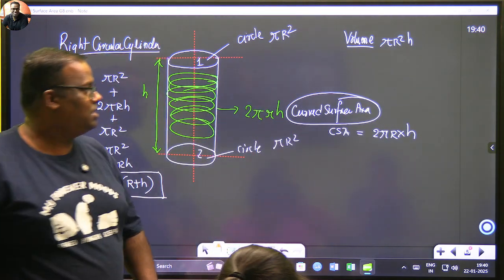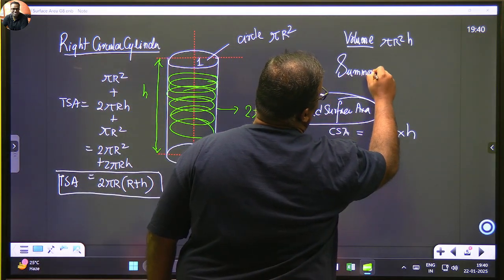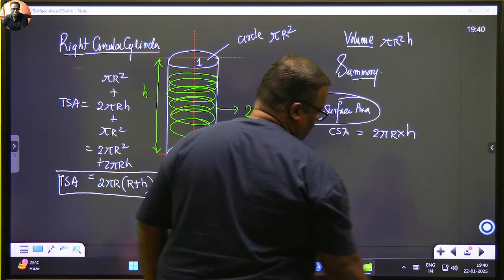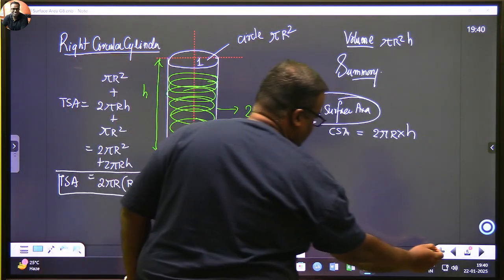Summary. Summary लिख रहे हैं. अच्छा. So shall I change the slide? Yes. So quick summary.